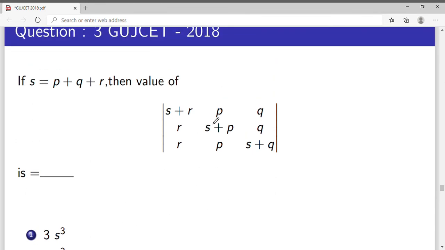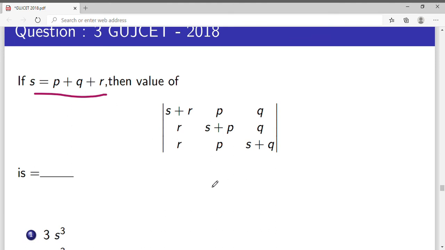Here again the determinant is given. We have to find the value of this determinant. Okay. So here with the determinant one condition is given to us. S is equal to P plus Q plus R. Okay. So now we have to use this condition to evaluate this determinant.